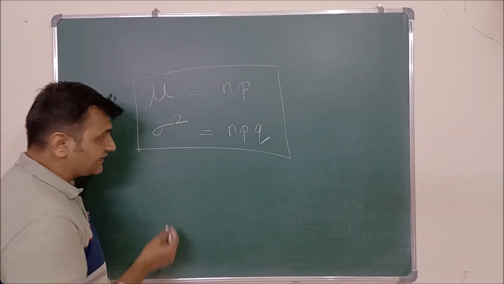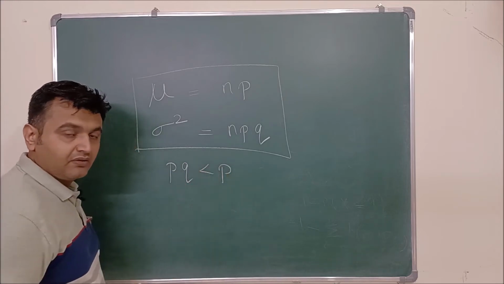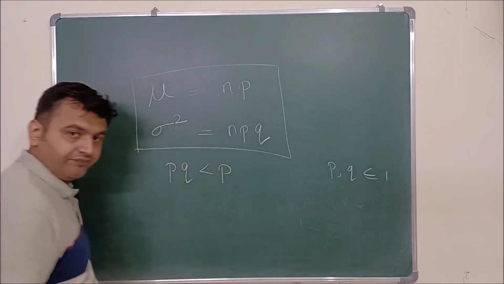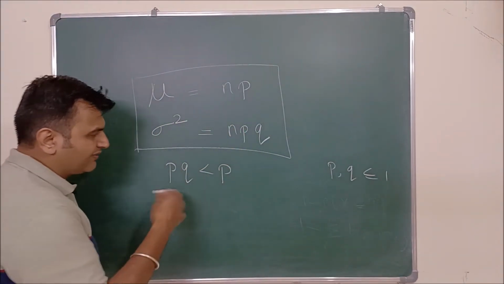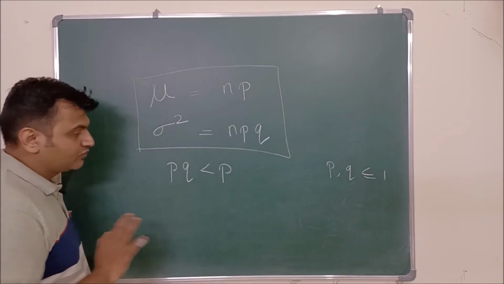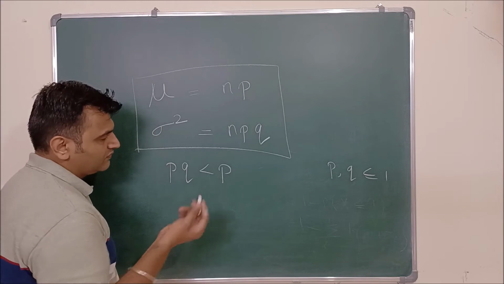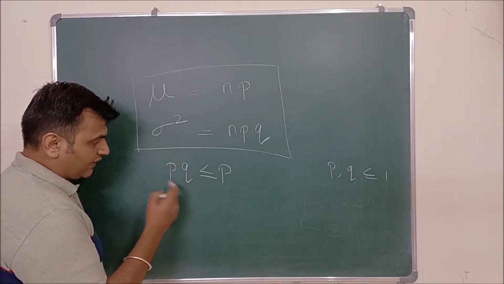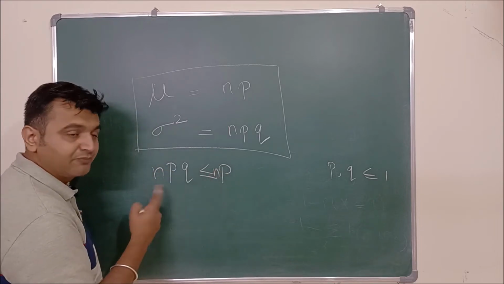And from here one can observe that p into q is always less than or equal to p. Why? Because p and q are both less than or equal to 1. If p is 1, definitely q can't be 1, and I'm assuming that p is non-zero. If p is 0, then we have equality. So this is the scenario. If I multiply by n, the inequality remains the same because n is positive.